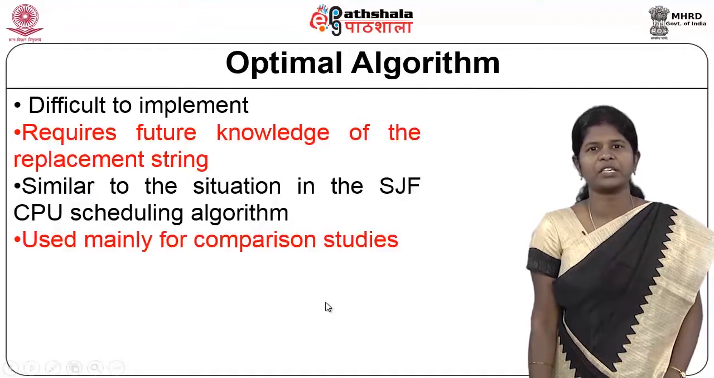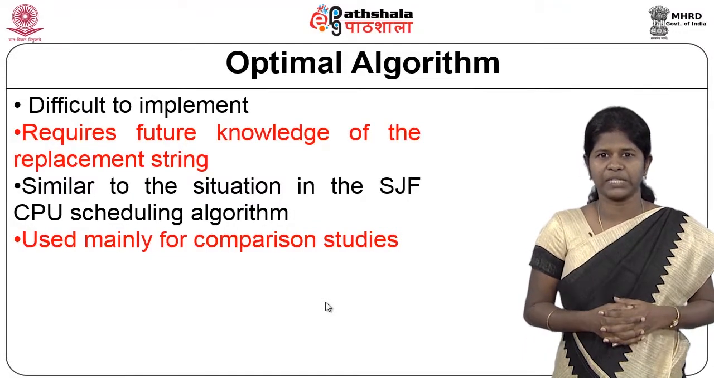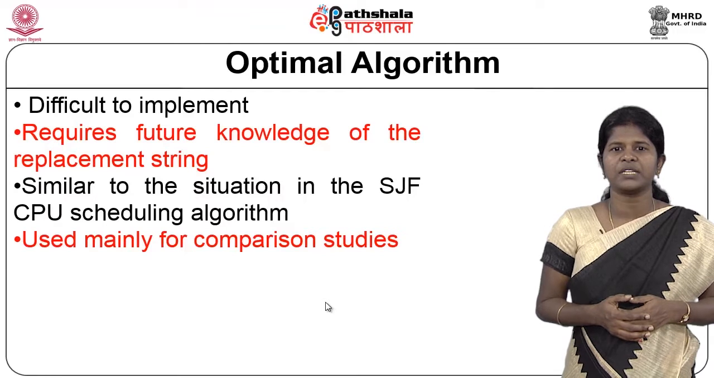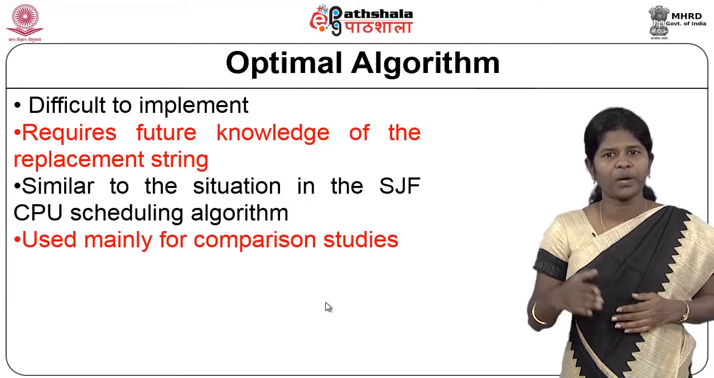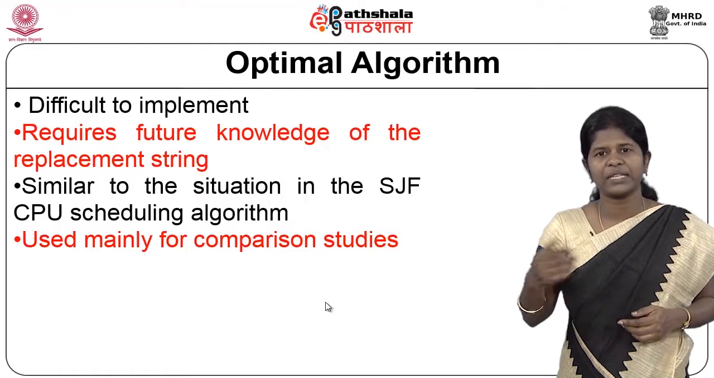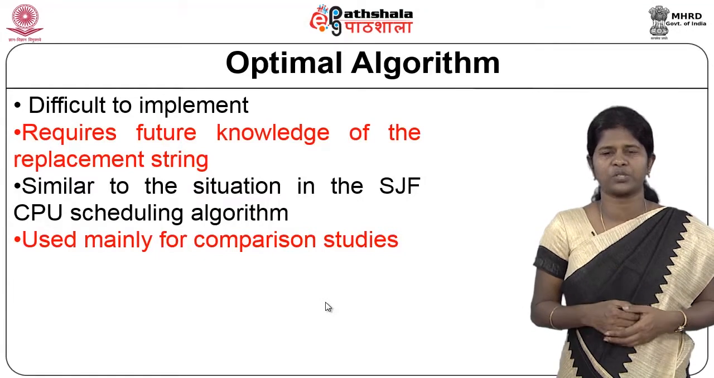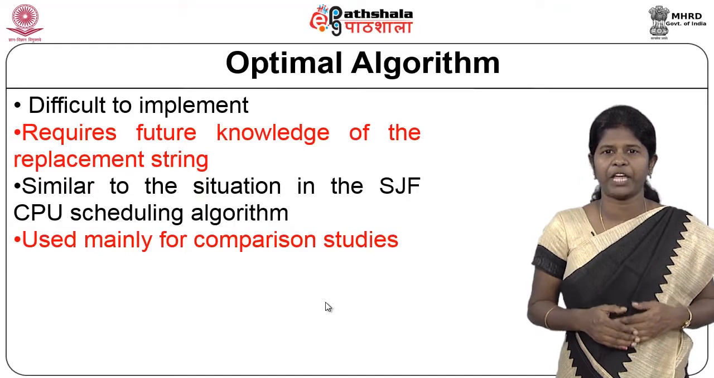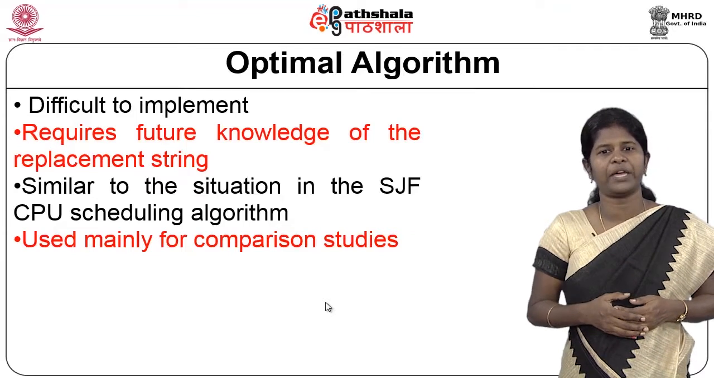But the problem with this optimal page replacement is that it is difficult to implement. That is, it is very similar to the problem that we faced in shortest job first CPU scheduling algorithm. Here in optimal algorithm, you need to know what will happen in future, or you need to know which will be the page references that will be made in future, which is not possible or which is very difficult to know beforehand, and hence practically implementing optimal page replacement algorithm becomes difficult, but it is used for comparative purposes.